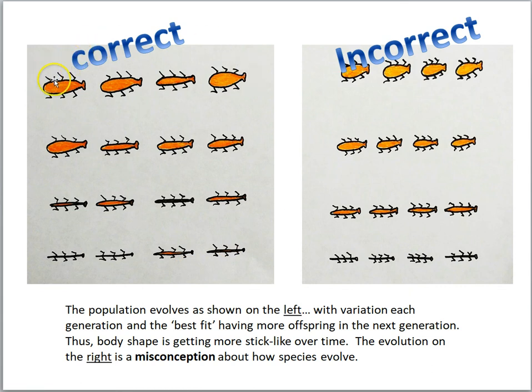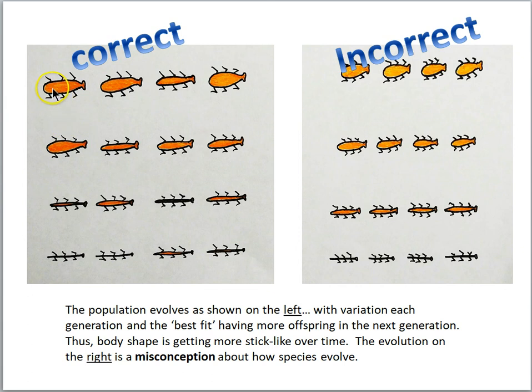And when there's variation, it means that there are going to be winners in the struggle. So the thinner individuals will tend to have more babies and pass on that trait, but there's still variation in the next generation. Nevertheless, the overall body shape is a little thinner than the previous one. Each generation, there are winners that pass on their favorite traits, and you get the evolution of the stick-like trait.